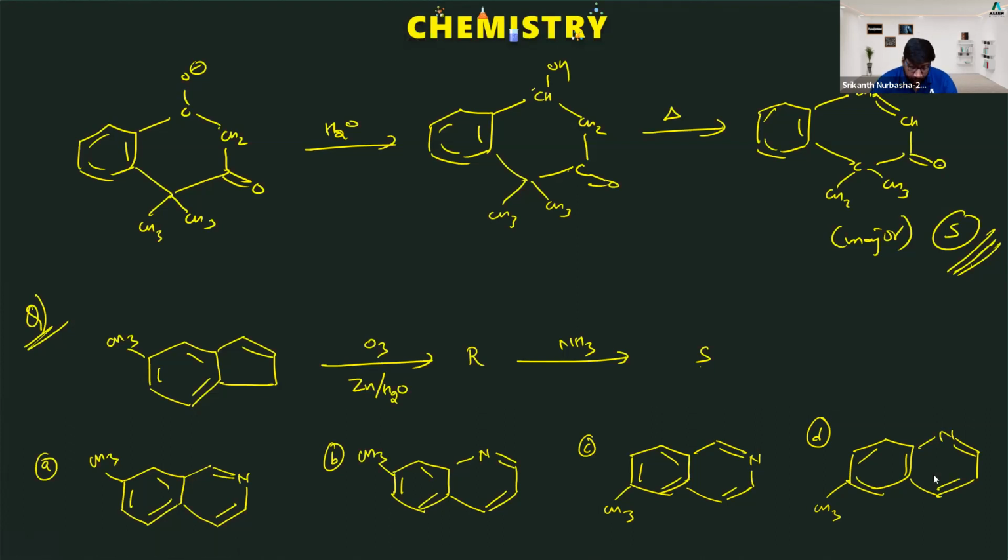I'll repeat this question. This is a reaction, compound given to you. O3 in the presence of H2O produces R, which reacted with NH3 produces the major product S. Find the major product S.